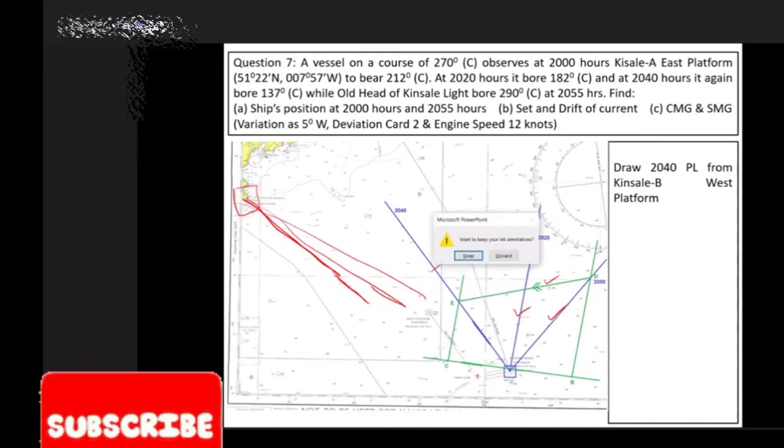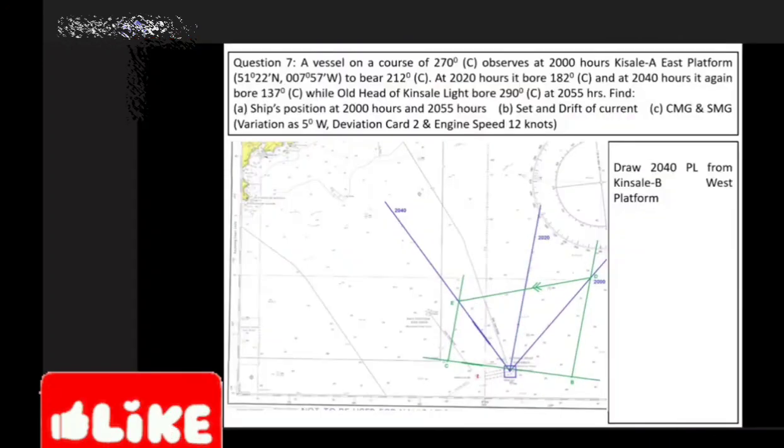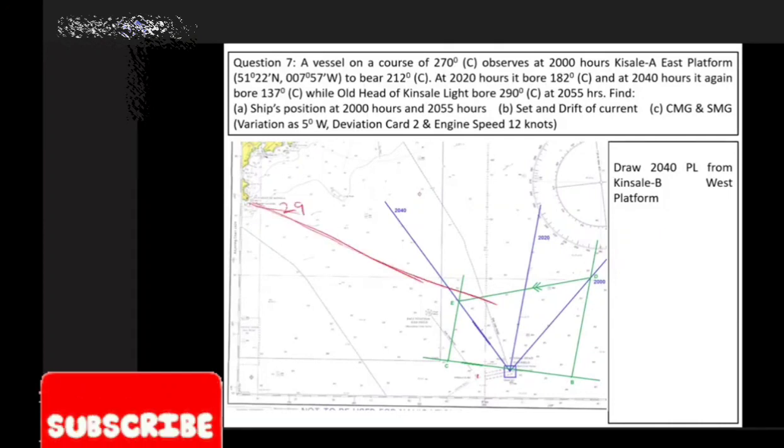Yes, sir. Get it. Okay. So 297, this will be 270, 297 would be somewhat like this. Somewhat like this will be 297 degrees true to Kinsale. Okay, guys? This is the 2055 PL. Okay, beta? Yes, sir.